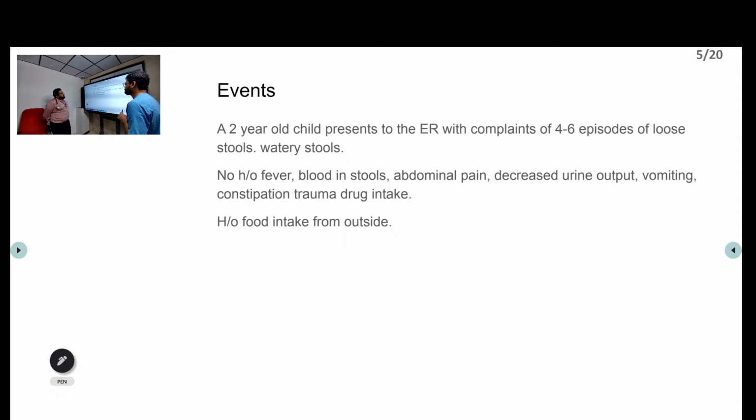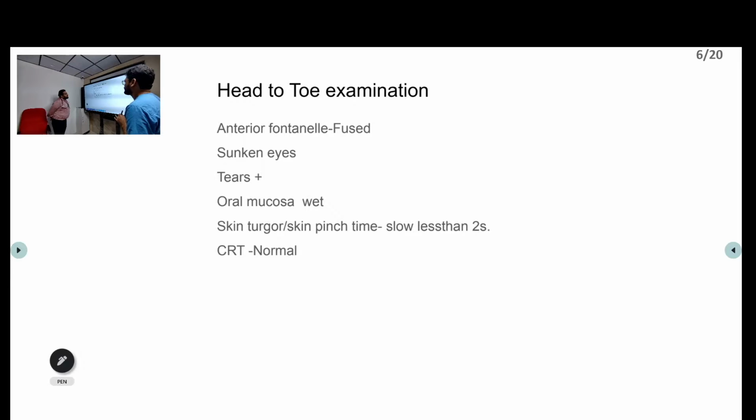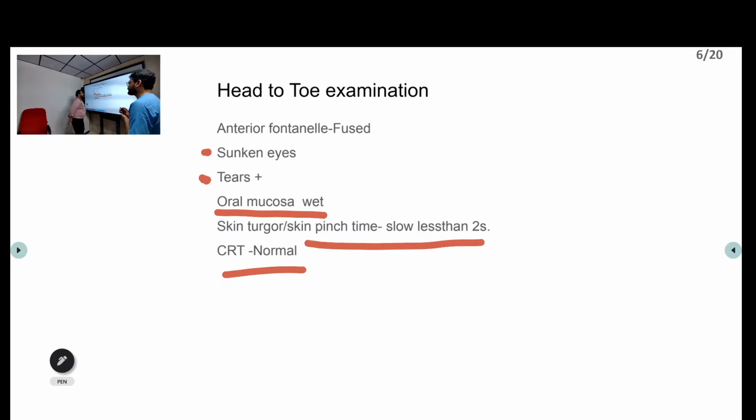Okay. Fine. Coming to head to toe examination, the anterior fontanelle was fused. There were sunken eyes. Tears were present. Oral mucosa was wet. Skin turgor or skin pinch time was slow, less than 2 seconds. CRT was normal.